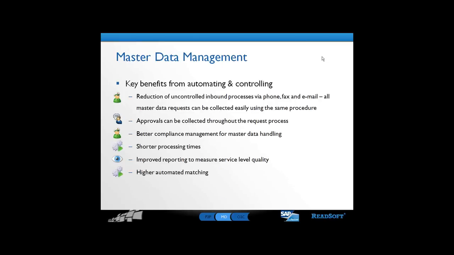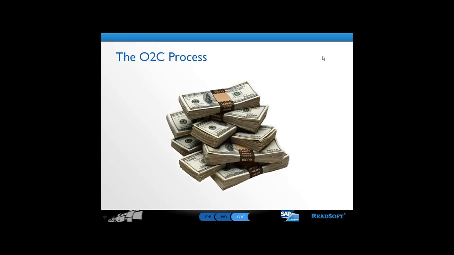So in terms of master data management, the key benefits from automating and controlling this, making sure it's not just that you think you've got email, because it's electronic doesn't mean that it's automated. The key benefits, then: we reduce all this uncontrolled stuff that's going around by phone, fax, email, and manual processes, all collated in one place, with better compliance management, shorter processing time, and improved reporting to drive service level agreements within your organization. So that's master data in a nutshell.